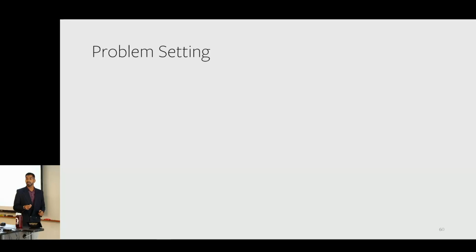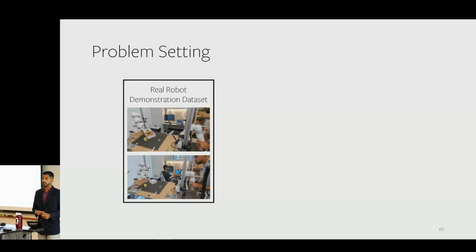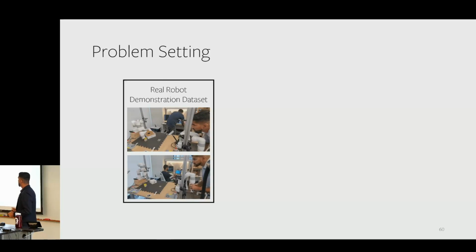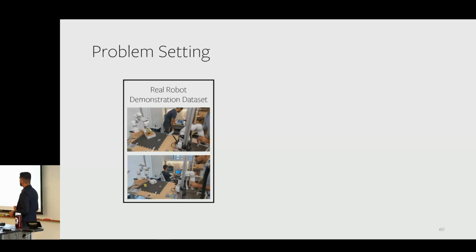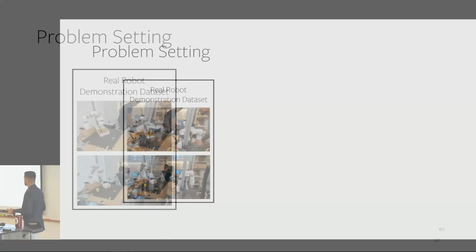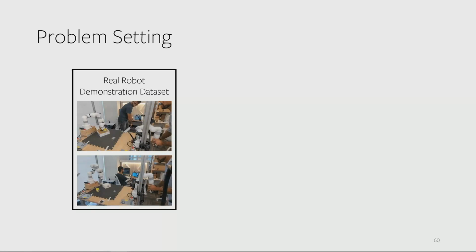So the problem setting that we consider is pretty similar to before. We assume that we have a demonstration data set of a robot performing a variety of different tasks. For this project, we collected a real-world robot data set. Shout out to Chaitanya and Elliot, who helped set this up, where I'm sort of kinesthetically demonstrating a task on a lead robot and have this follower robot copy the motions of the lead robot.